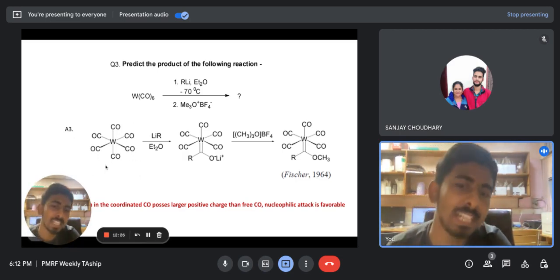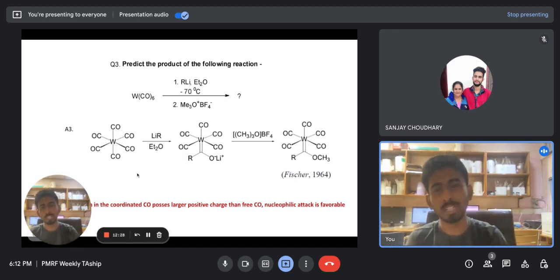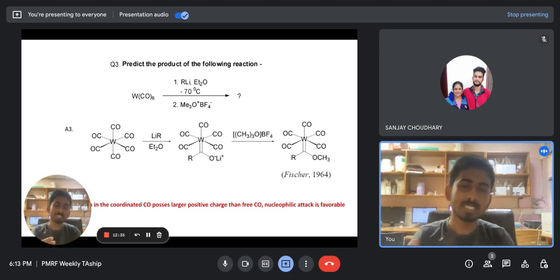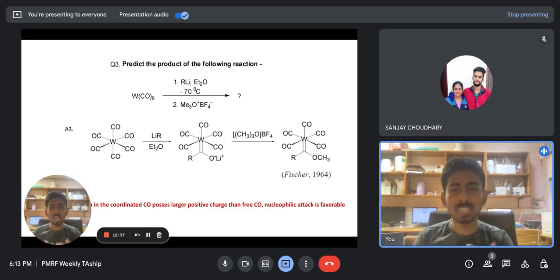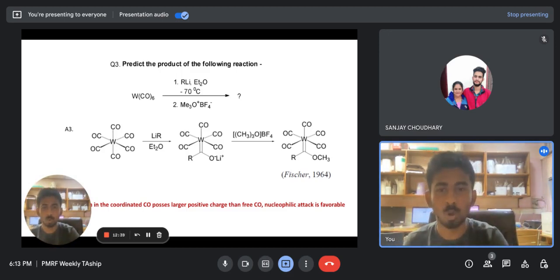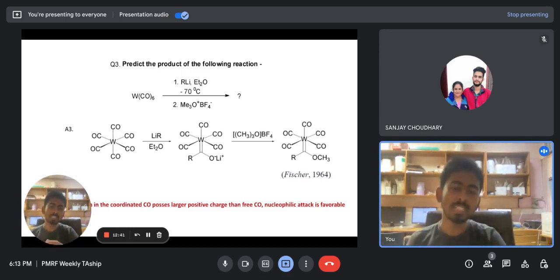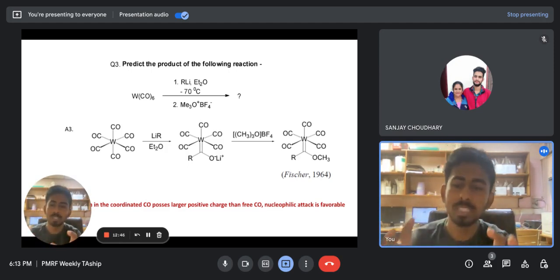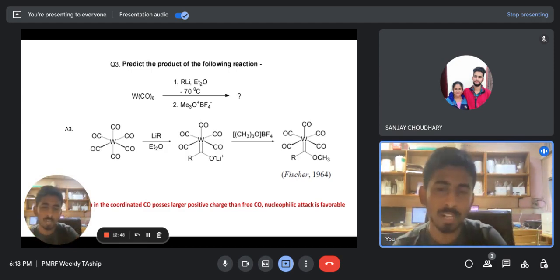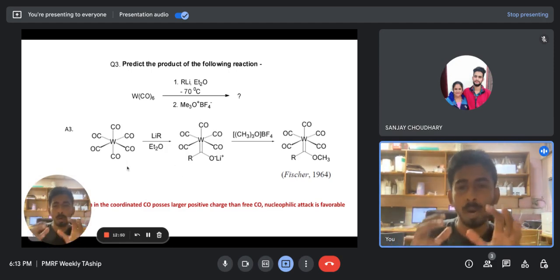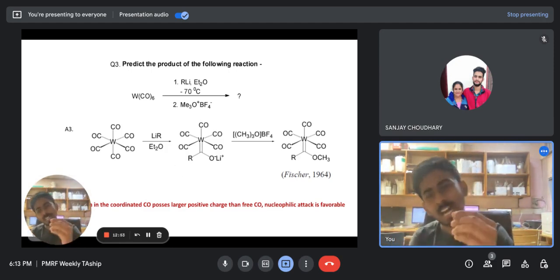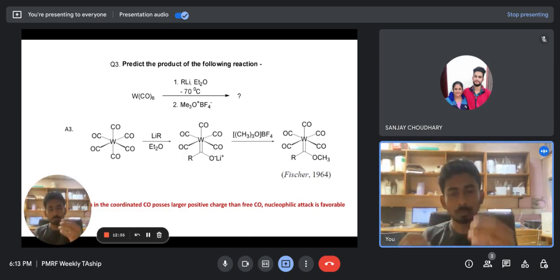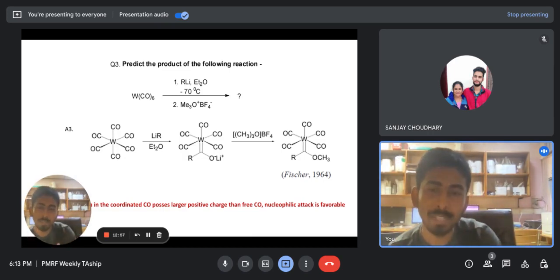So pi acidic ligands are very important in stabilizing the lower oxidation state of the transition metal. Now the coordinated CO has a larger positive charge than the free or uncoordinated CO. You can see that free CO is termed as C minus O plus, having a triple bond between carbon and oxygen. But when the metal is bonded to this CO, this carbon has a more positive charge because of the effect of the metal.